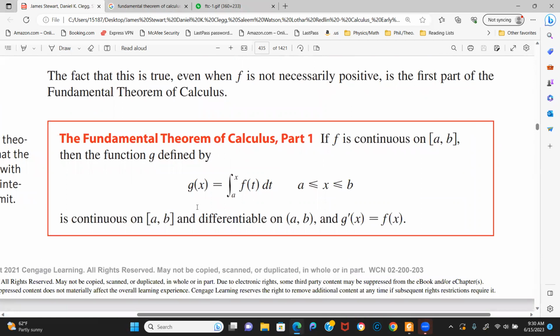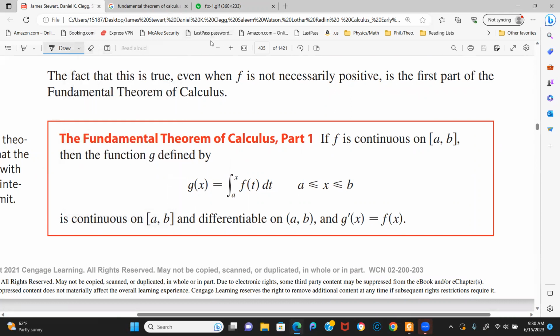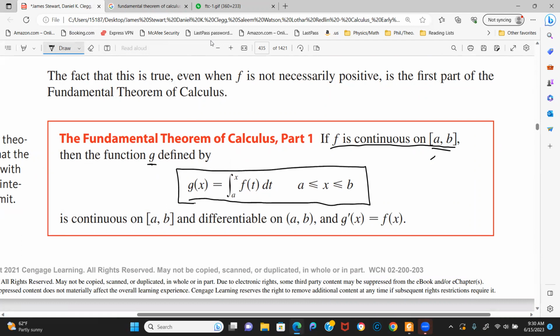It says the following. It says that if you have a continuous function, let's see, my pen, is it working? Yes. Sorry. It states that if you have a continuous function f on a closed interval, then you can associate this other function g, also defined on the same interval, and it's defined as this integral. Then this function will also be continuous, and not only that, it will be differentiable no matter what f is.